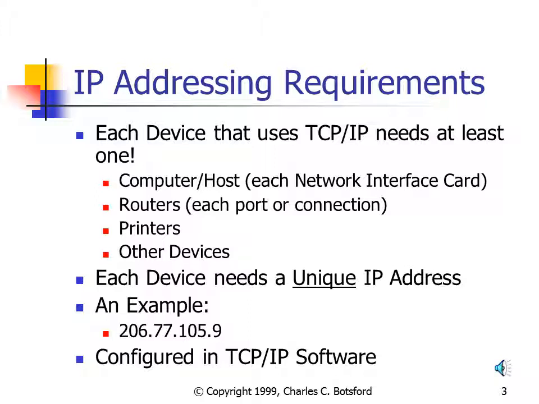Now here's an example of an IP address, 206.77.105.9. Now this address would have to be configured in the TCP/IP software. If you typed it in manually, that would be statically configuring the IP address information. Also, we have servers like DHCP servers that can automatically configure TCP/IP addressing.